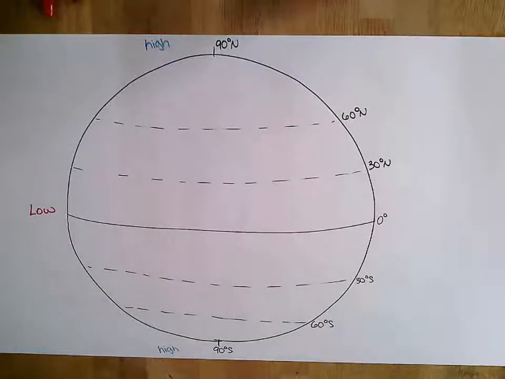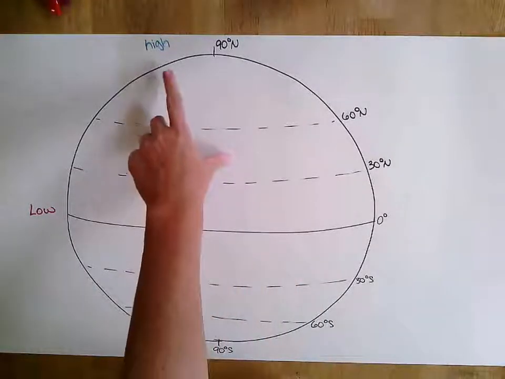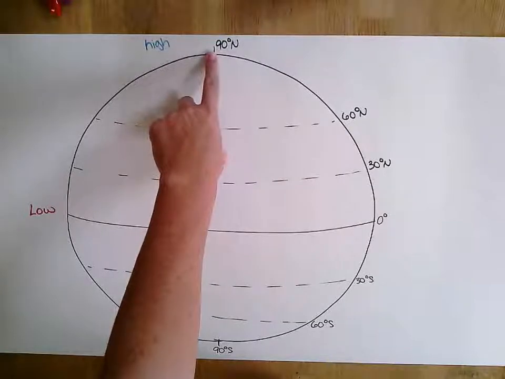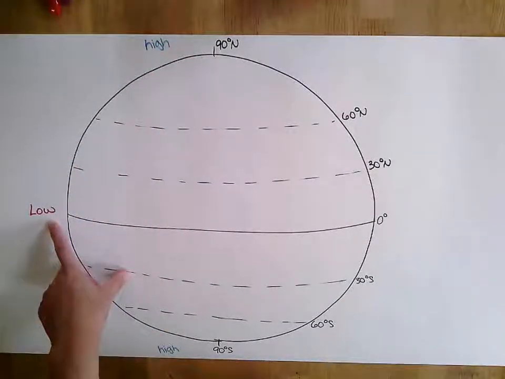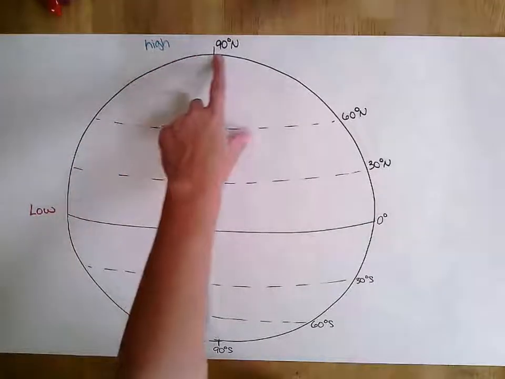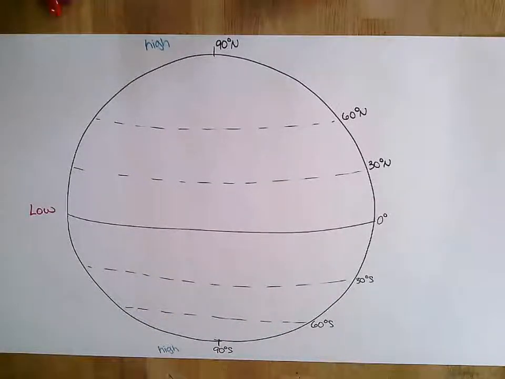Okay, if you'll remember from our last video, we talked about how air moves from high pressure to low pressure. So here I've drawn in the high pressure in the cold polar region and the low pressure at the equator. So let's start up here. Let's do the polar cell.